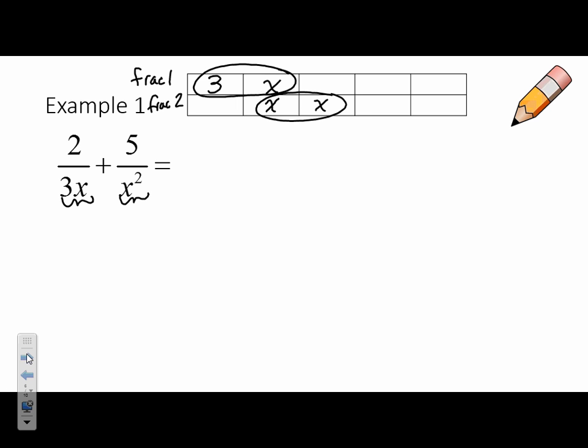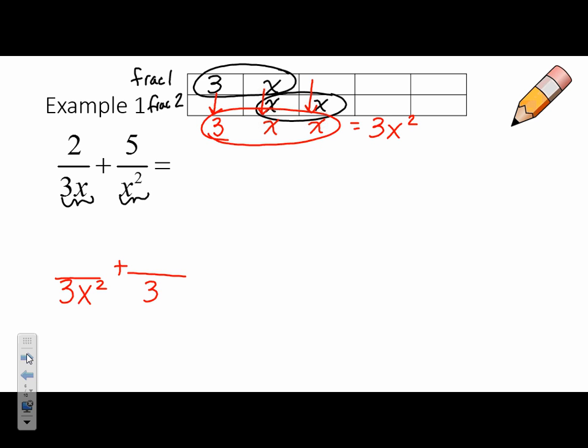Now if we look down every column, we have to have a 3. This is an x column, so we'll call that x. And this is another x column, we'll call that x. So I have a 3 times an x times an x. That means my common denominator has to be 3 and an x squared. This is telling me what my common denominator is: 3x squared. That tells me both of those fractions need to have that in the denominator.